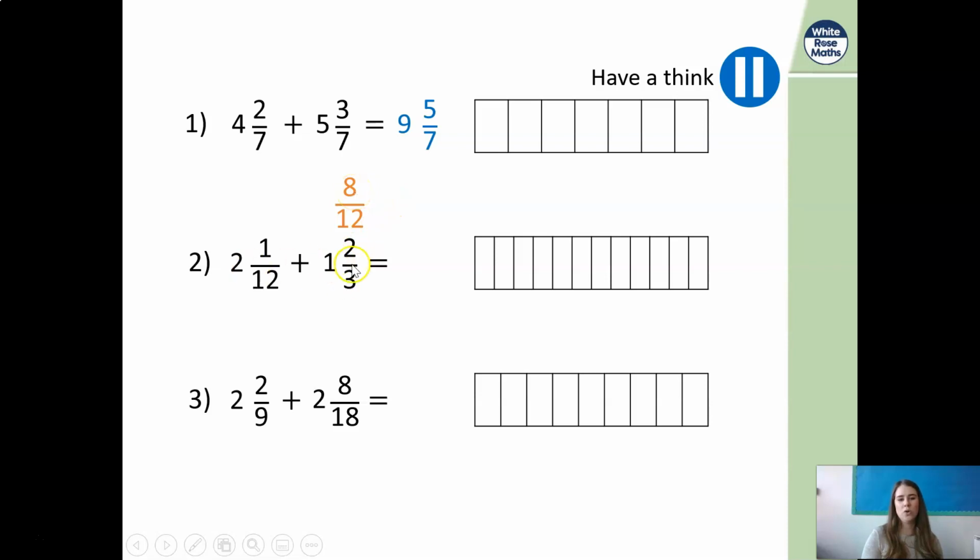So we can now add our 1 and our 2 together, and that's going to give us 3, and then 8 add 1 is going to give us 9. So we've got 3 wholes and 9/12. Now, what do you notice about that fraction, 9/12?